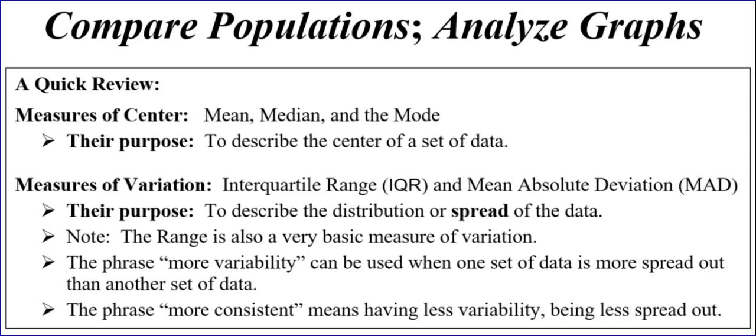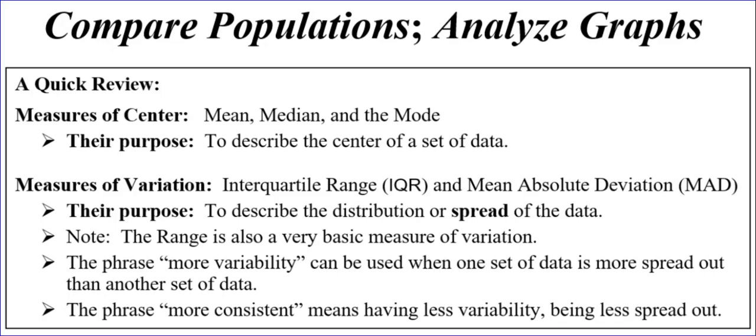Now, measures of variation. These are going to be your interquartile range or your mean absolute deviation. The purpose for measures of variation is to describe the distribution, or also known as the spread, of the data. In other words, how spread out is our data. Now, I should note that the range is also technically a very basic measure of variation, but it's not the main one that we normally use. Normally we use interquartile range or mean absolute deviation as our measure of variation.